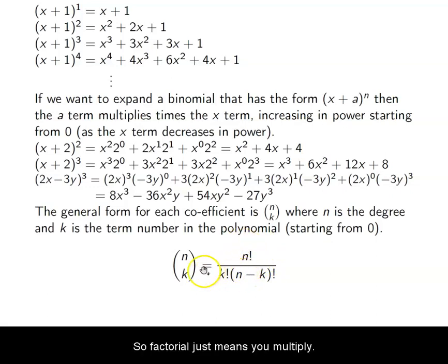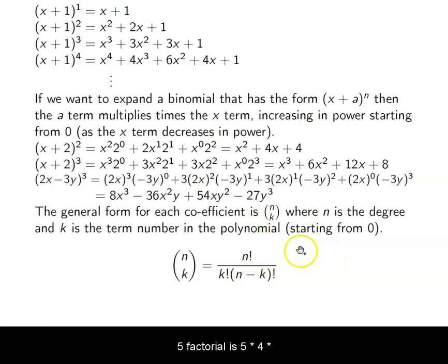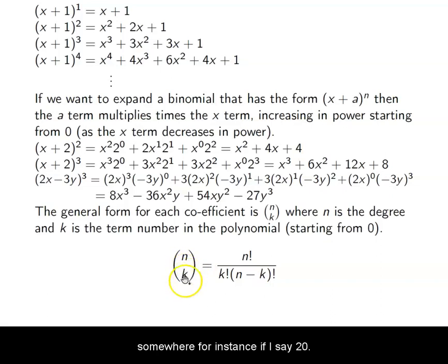So factorial just means you multiply all the positive integers up until your value n. So for instance, if I say 5 factorial, 5 with this exclamation mark, 5 factorial is 5 times 4 times 3 times 2 times 1. You do not include 0, because if I included 0, everything would just be 0, right? So 5 factorial is your number, and then minus 1, then minus 2, then minus 3, then all the way down until 1. The definition of 0 factorial is 1. Okay, so if you ever see somewhere, for instance, if I say choose 0, you would have 0 here, 0 factorial.